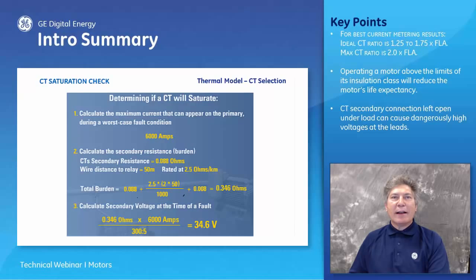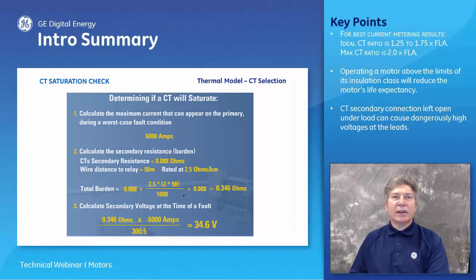We need to calculate the maximum fault voltage that will appear on the secondary of this CT. We take into account the phase C secondary resistance is 0.088 ohms. The length of each wire from the CT to the relay is 50 meters. The calculated maximum fault current at the load is 6,000 amps.